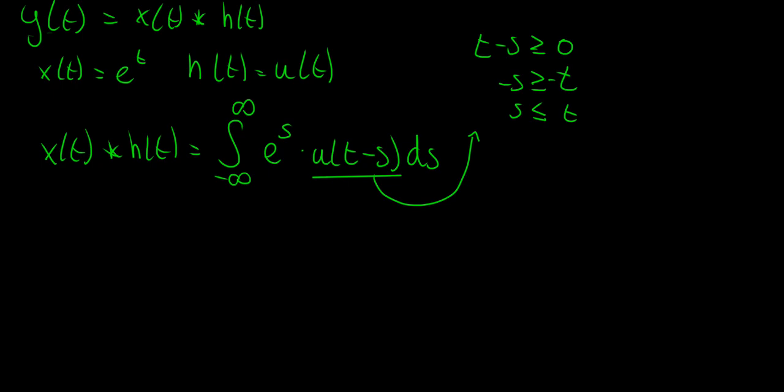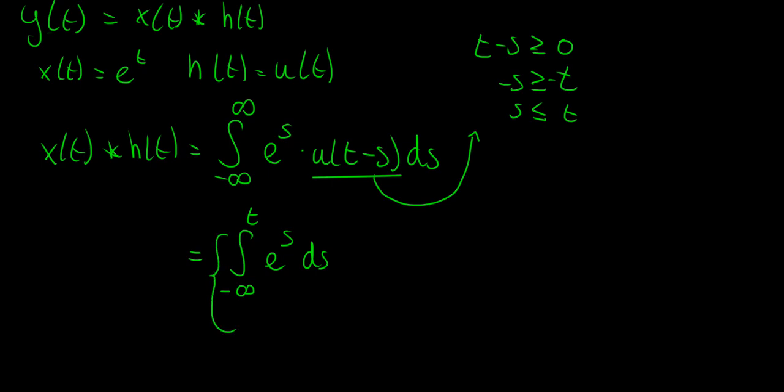And this is one easy way to always look at your step functions if you need to integrate them, how they will change your boundaries. Because right now, we know that our s value cannot run up until infinity. It can actually run up until t, because after that it will be multiplied with 0. So we know in this case that u is always 1, so we can just remove that from our equation. We're just left with e to the power of s.